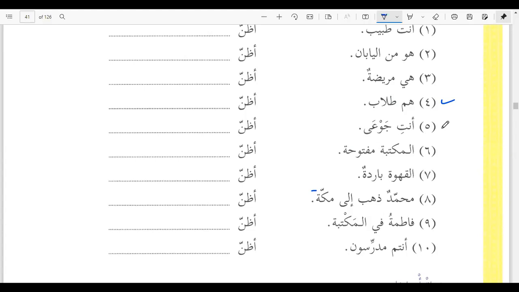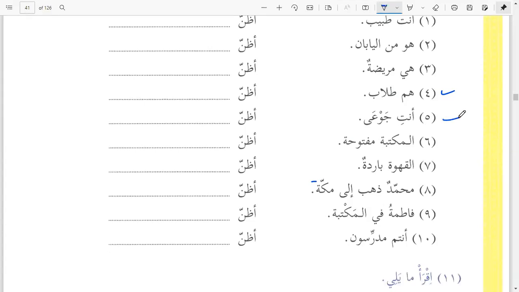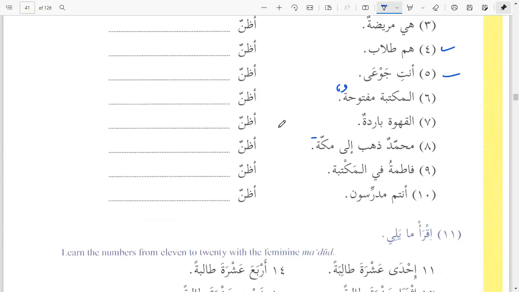Okay, you do al kahwatu. Number five, you do again. Anti jawa, you are hungry. Good. Azunnu annaki jawa. I think you are hungry. Al maktabatu maftuhatun, library is open. Azunnu annal maktabata maftuhatun. Okay, good. I think library is open.